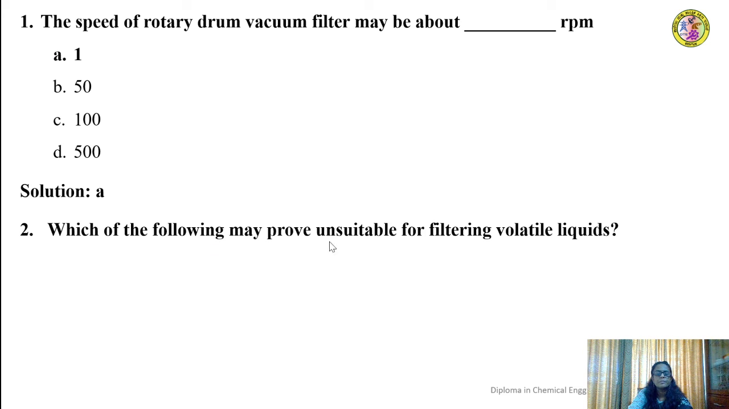Which of the following may prove unsuitable for filtering volatile liquids? Is it the pressure filter? Is it the gravity filter? Is it the centrifugal filter? Is it the vacuum filter? Vacuum filters are the most unsuitable type of filters for handling volatile liquids, because it may cause the volatile liquid to boil and vaporize during the operation.